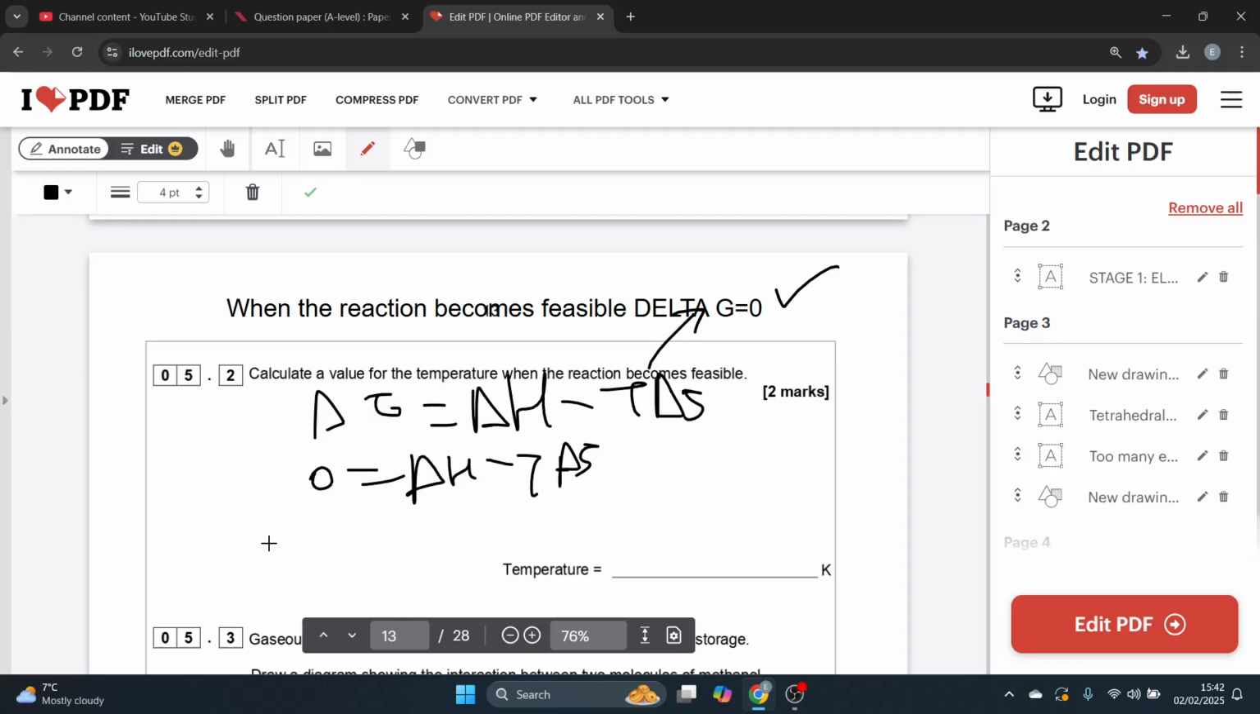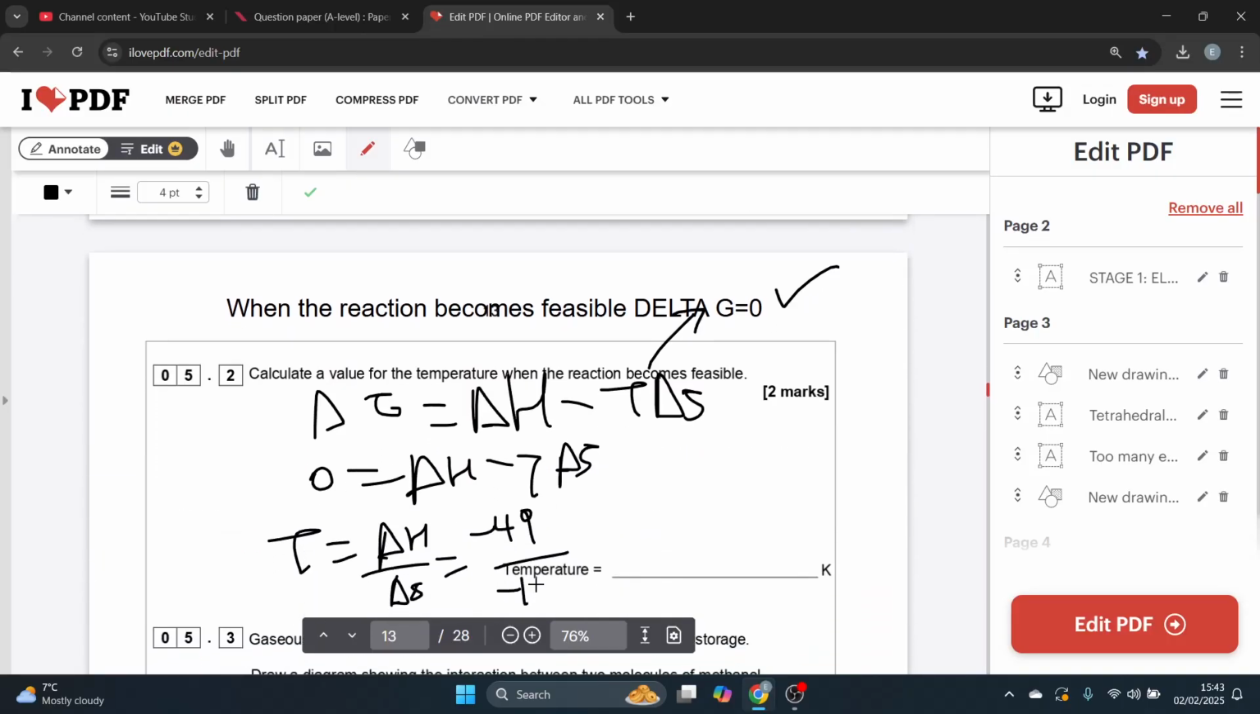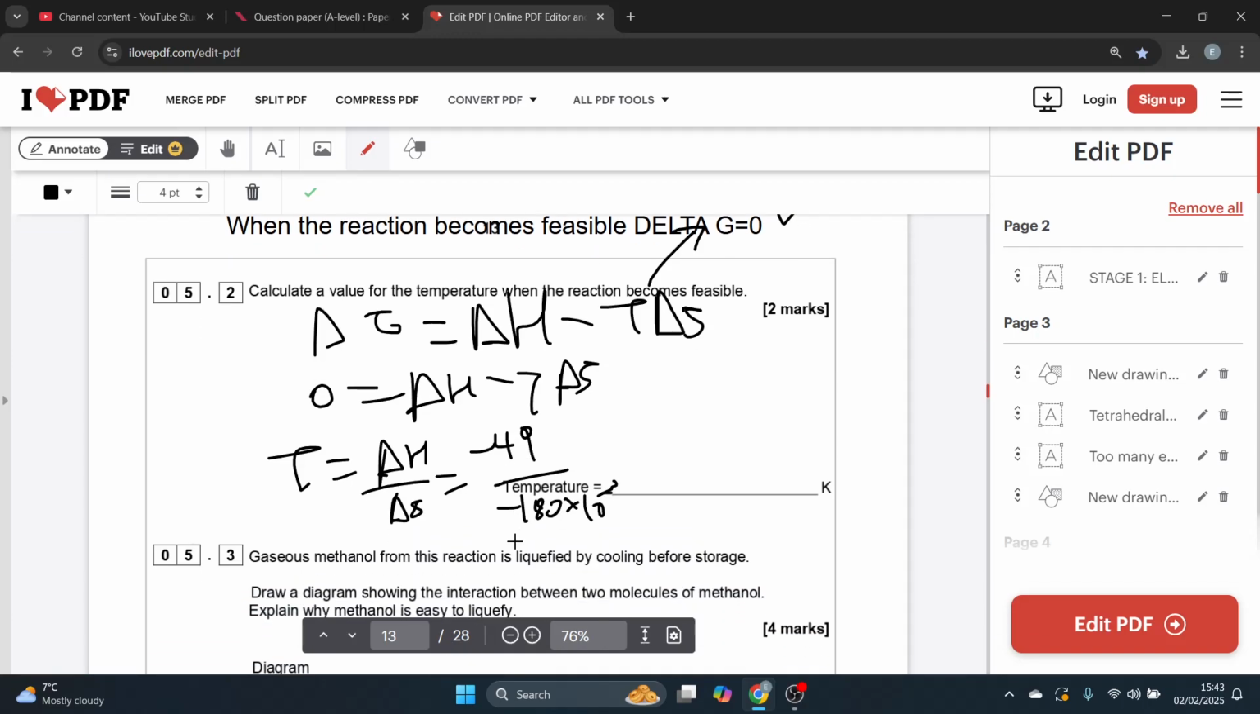Rearrange to get T equals delta H divided by delta S, which is just going to be minus 49 divided by minus 180 times 10 to the minus 3, because I want my temperature in Kelvin. So minus 49 divided by minus 180 times 10 to the power minus 3. I get 272 Kelvin. The key part to memorize is when temperature just becomes feasible, delta G is equal to 0, rearrange it.